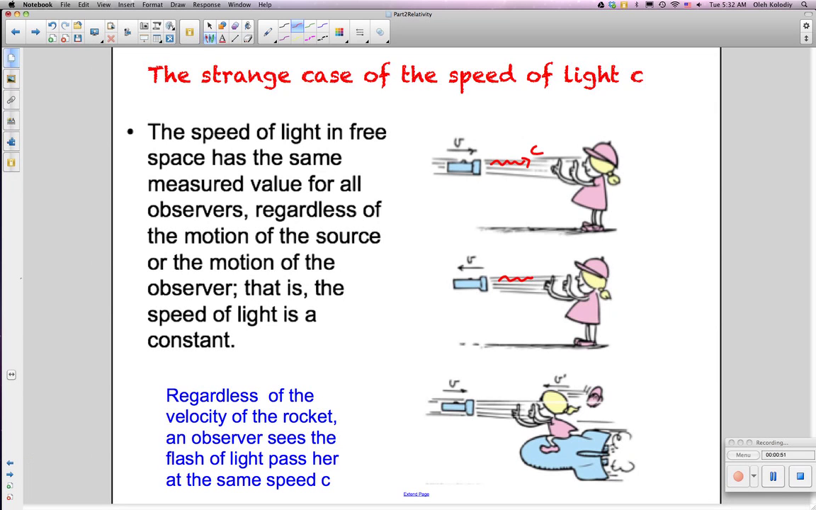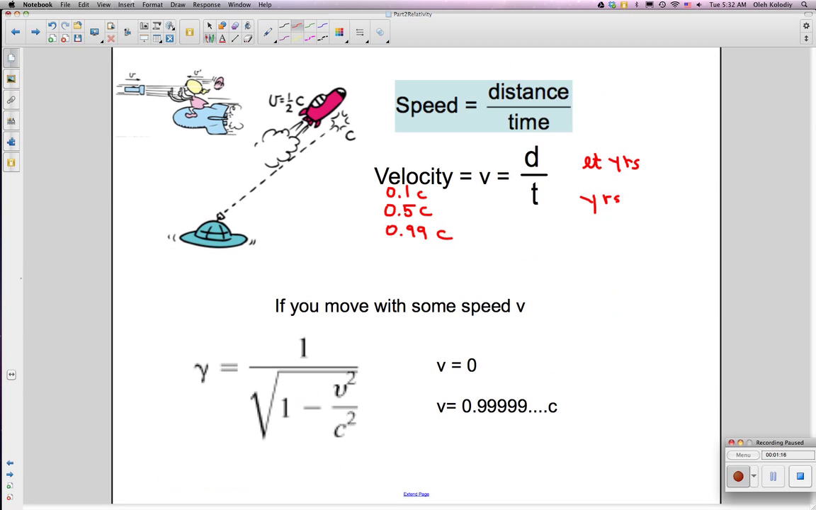So in this little illustration here, we see a flashlight moving toward an observer with a velocity v, or the flashlight moving away from the observer with a velocity v. In each case, the light moves forward at the speed of c, the same speed. It's independent of the speed of the observer.